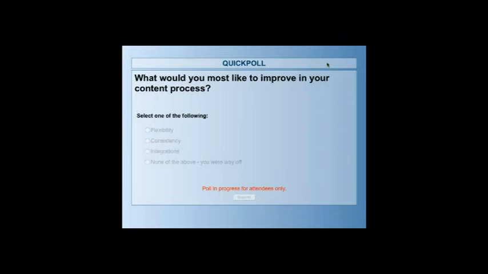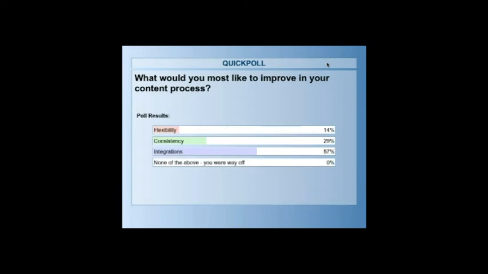Okay. So we have one last poll. So this poll is about the 3 best practices. And I think after this poll, we'll move to questions. Is that right? Absolutely. Okay.